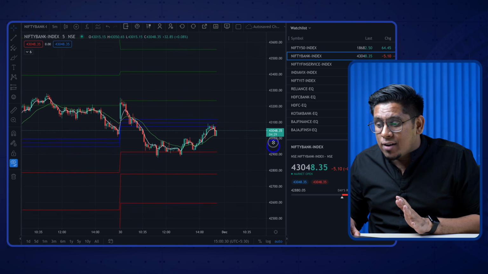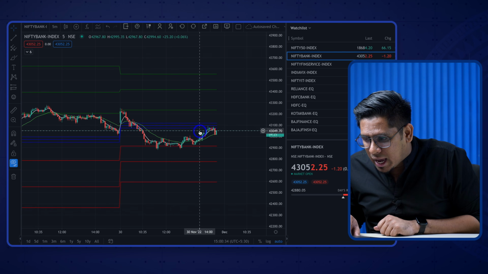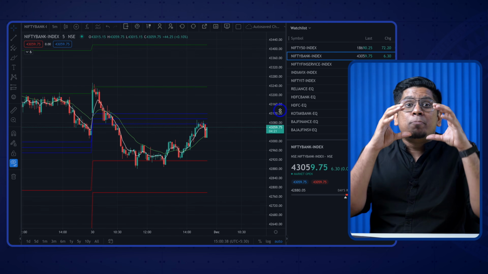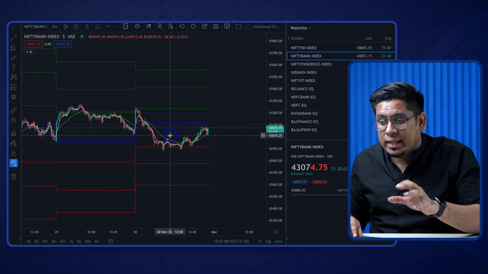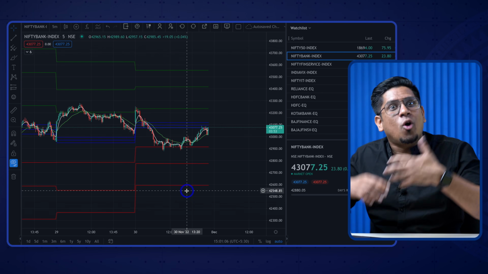So what can we understand from CPR as an indicator? These blue lines, as you can see here, that whole zone is called the central pivot range or the central pivot zone. Apart from the central pivot range, you also have resistance for the day and supports for the day marked already in the chart.